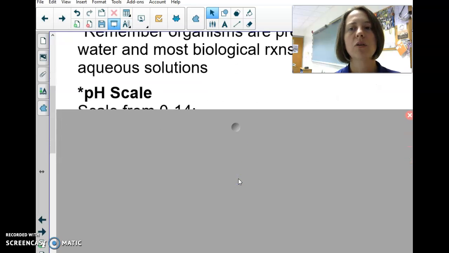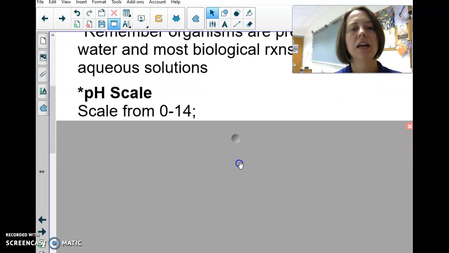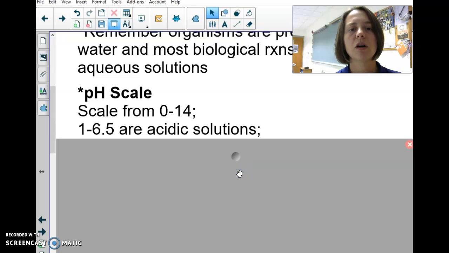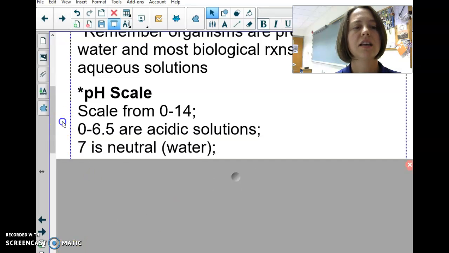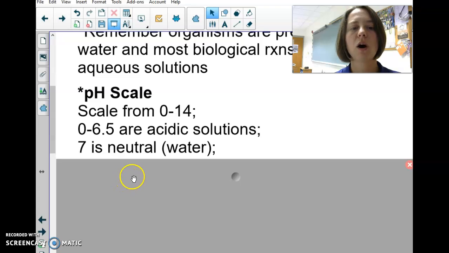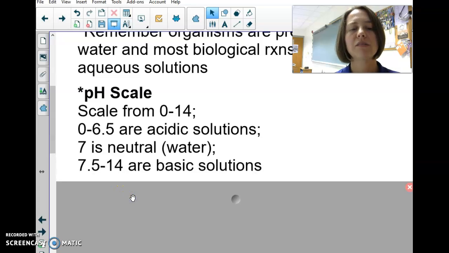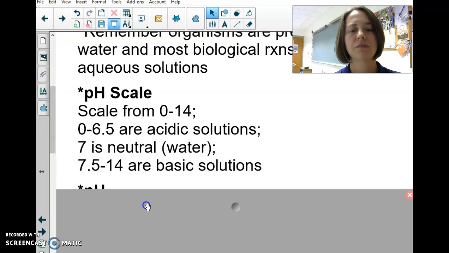All right, so let's talk about the pH scale. It is the scale from 0 to 14. Anything from 0 to 6.5 are acidic solutions. Then 7 is going to be neutral, and pure water is neutral. It has a pH of 7. And then 7.5 to 14 are basic solutions.